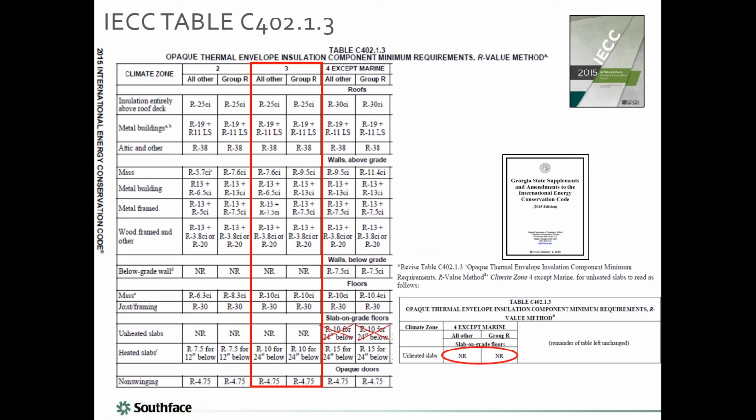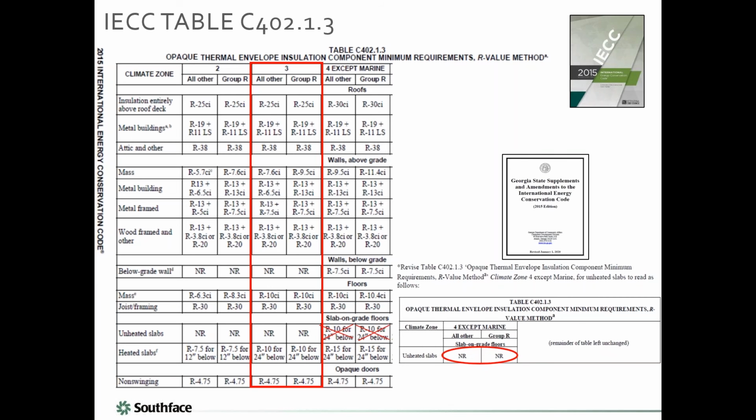Georgia did make an amendment that said we're not going to require slab insulation anywhere for climate zone 4 unless you put radiant tubing in it. That would make it a heated slab, whereas ASHRAE for climate zone 4 would require it. So that's a small difference, but that's probably the big stuff there.